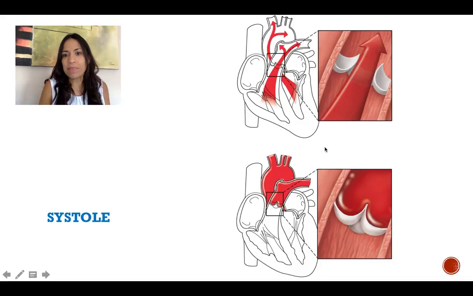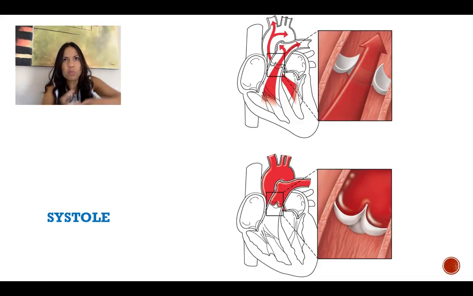Now, almost the same explanation that caused the atrioventricular valves to close is going to cause, but in the other way, the closing of the semilunar valves. And it's only by the presence of blood. Imagine that you're at the ventricle, you're pushing the blood.